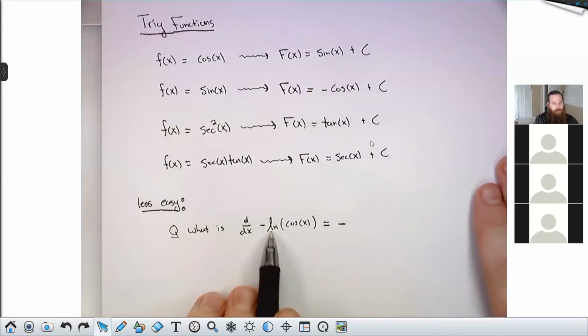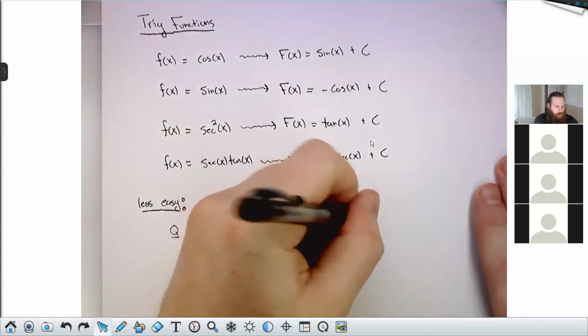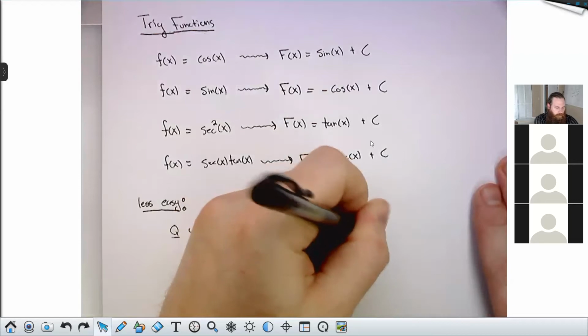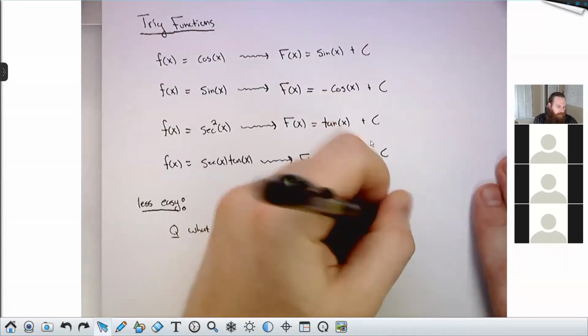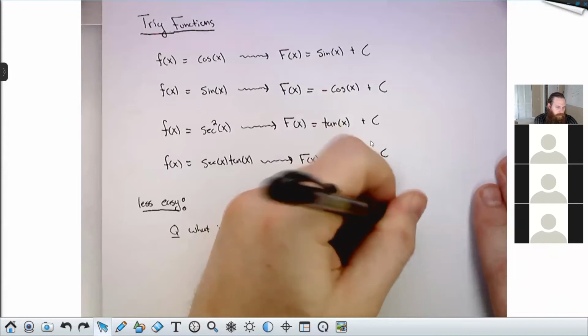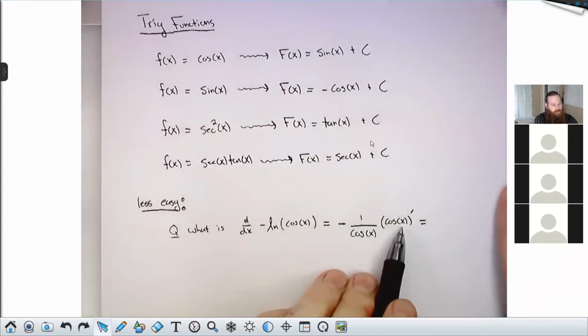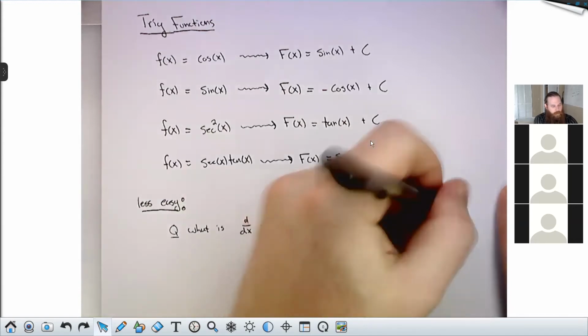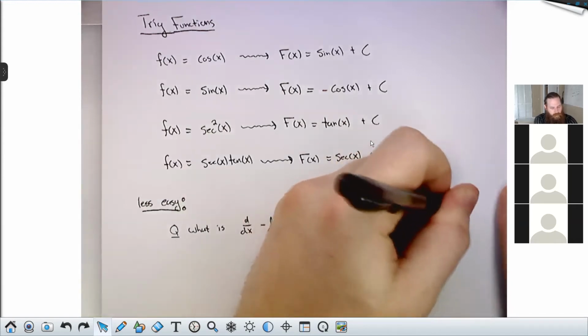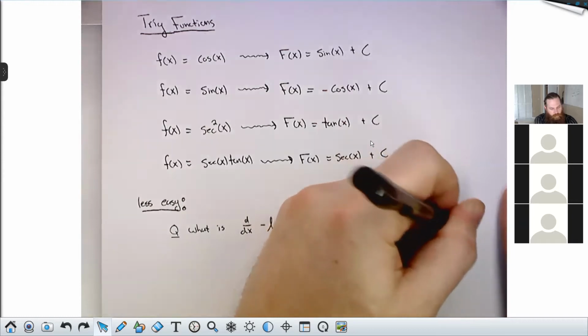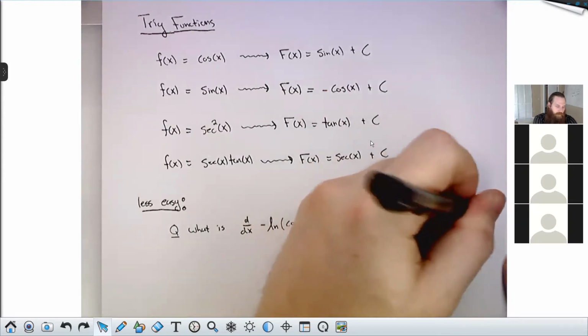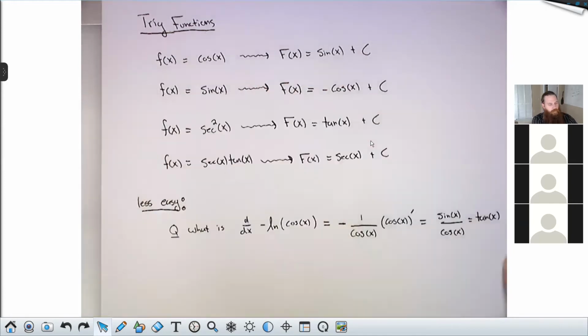The derivative of the natural log of cosine is 1 over the inside times the derivative of the inside. The derivative of cosine is negative sine. So the two negatives will cancel, and you just get sine over cosine, which is tangent. In other words, an antiderivative for tangent is negative natural log of cosine.